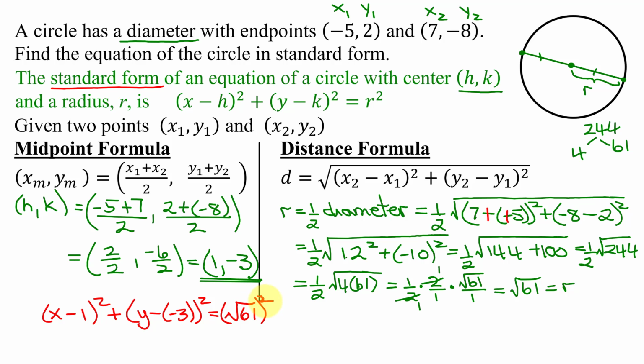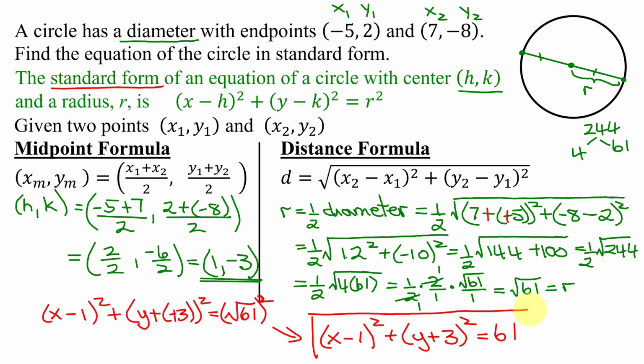So what is the equation of my circle? Writing the answer down here. It's x minus 1 all squared plus y. What is minus a -3? Add the opposite. It's going to be y plus 3 all squared equals the square root of 61 all squared, which is just 61. So there is the standard form of the equation of this circle.